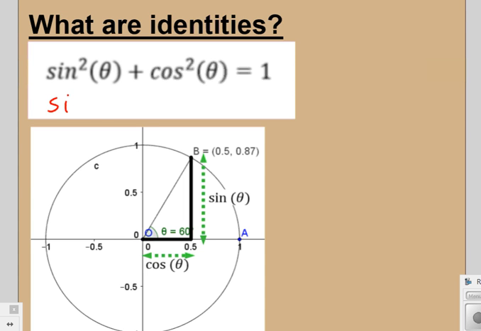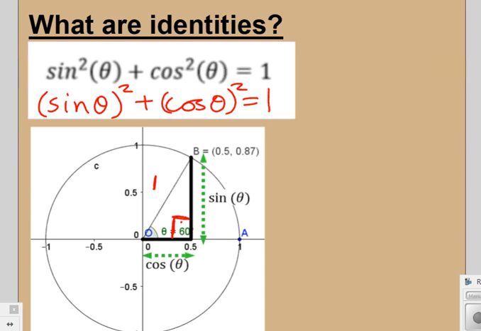Now, that means this quantity squared plus this quantity squared equals 1. If we look at the unit circle, this shouldn't be a surprise because we have a triangle with hypotenuse 1. Its height is sine theta, its length is cosine theta, and by Pythagoras' theorem we can see that sine squared theta plus cosine squared theta must be equal to 1. But it's always equal to 1. Wherever the position of B, it's always equal to 1.